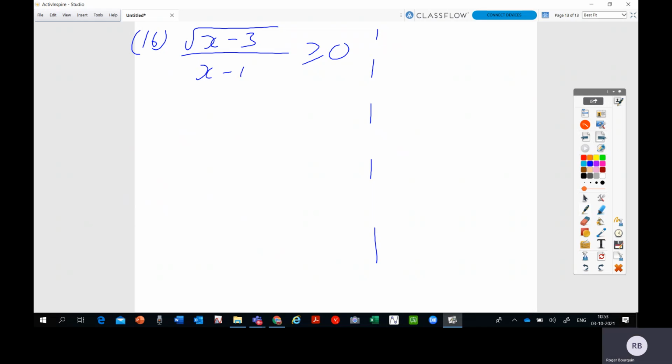Right, and last one, question 16. I think that's the last one, yeah. You've got the square root of x minus 3 over x minus 1 is bigger than or equal to 0. Now you've got to be careful.